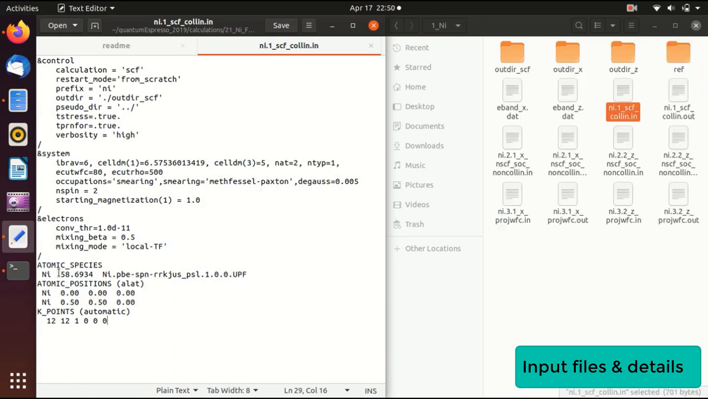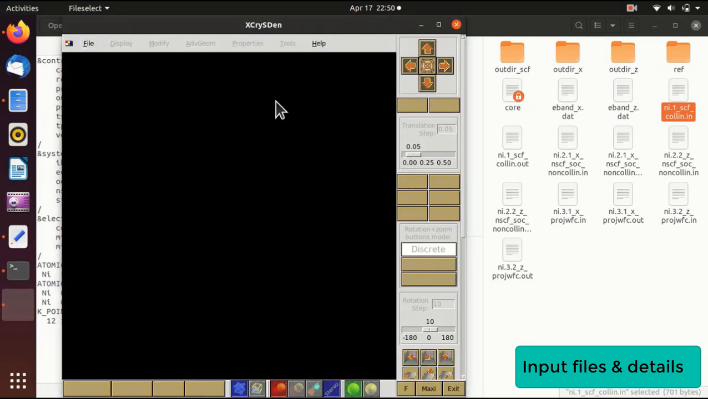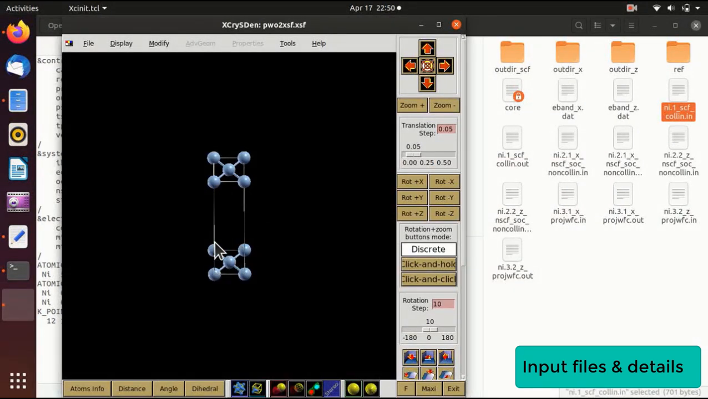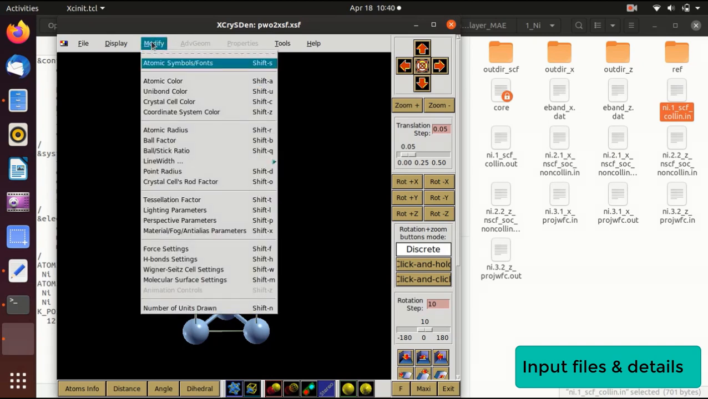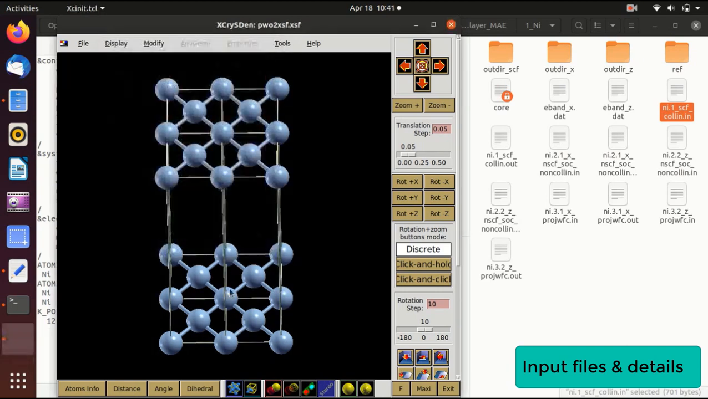Actually here I can show you the structure using XCrySDen. Okay, you see that this is one monolayer of FCC nickel, and we have a thick vacuum spacing in between. Just as a side note, actually there is no FCC lattice in 2D. Maybe it's better to expand the number of units drawn so that I can clarify this more. Update, okay. Because you see this is an FCC lattice in 2D, however you can actually choose the unit cell in this way, yeah? And then you will get a square lattice.